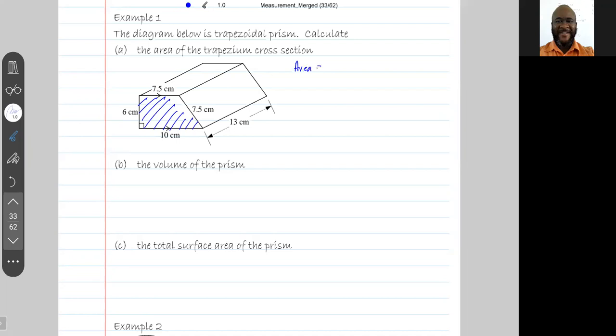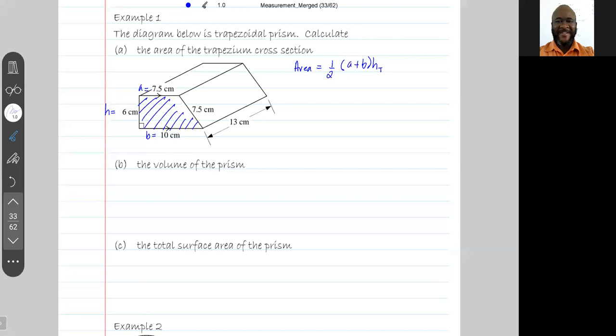would be a half A plus B times H. Now, A and B are the two parallel sides. The two parallel sides are 10 and 7.5, and H there would be the height of the trapezium. And of course, the height of the trapezium is different from the height of the prism. So from the formula, this would be A, this would be B, the two parallel sides, and this would be H, which is the height of the trapezium.